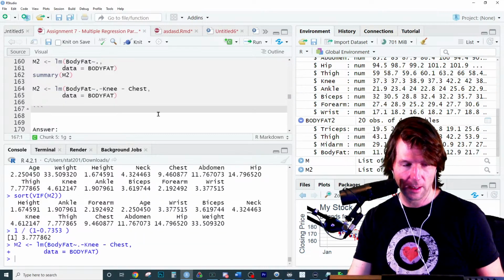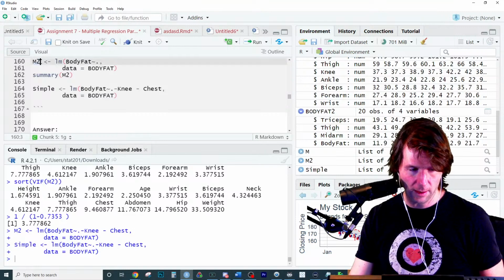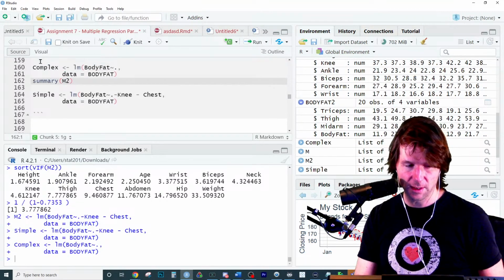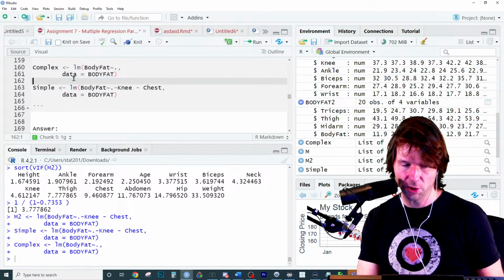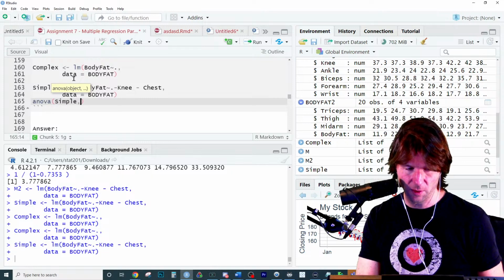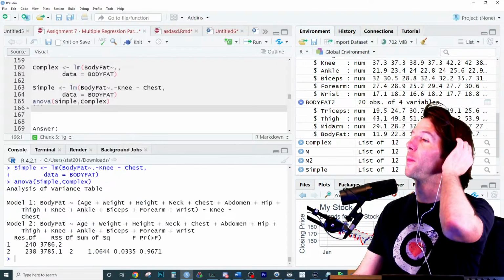Second highest p-value. We just overrode our model 2. Let's call this simple. And let's call this the complex model. You can call it anything you want. But conceptually speaking, a partial F compares a simple to a complex to see if we should go from the simple to the complex.